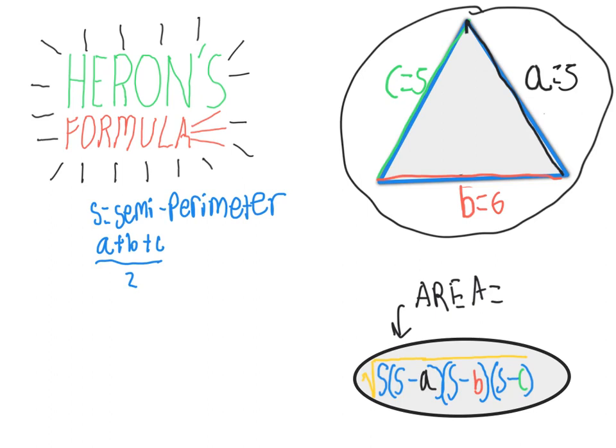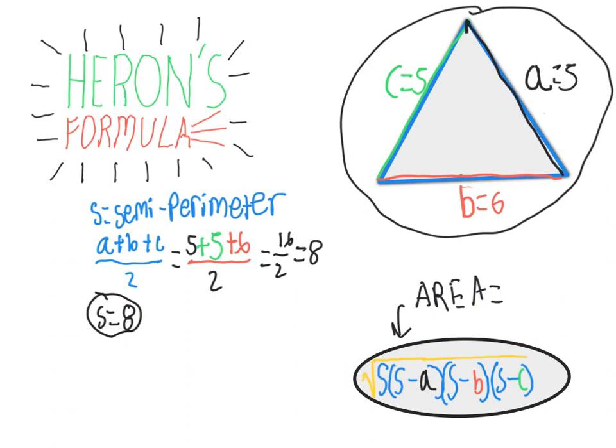So, finding the semi-perimeter first, we have a plus b plus c, which equals 5 plus 5 plus 6 over 2. 5 plus 5 is 10, plus 6 is 16. 16 over 2 equals 8. So s, the semi-perimeter, equals 8.